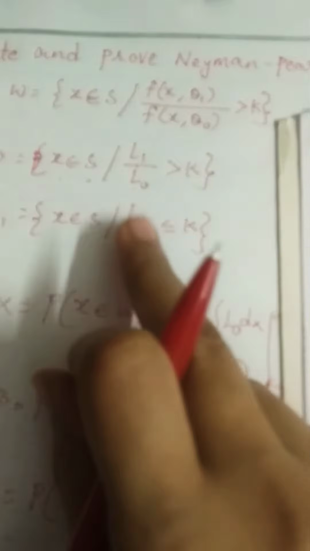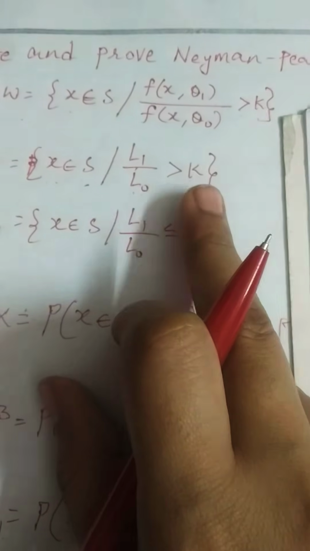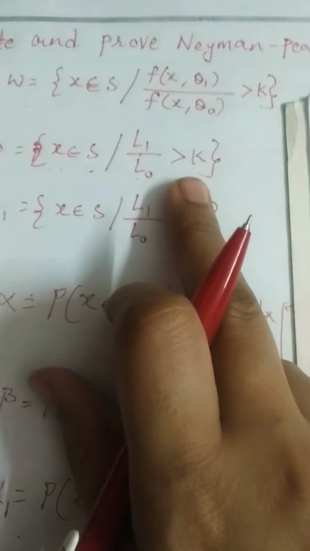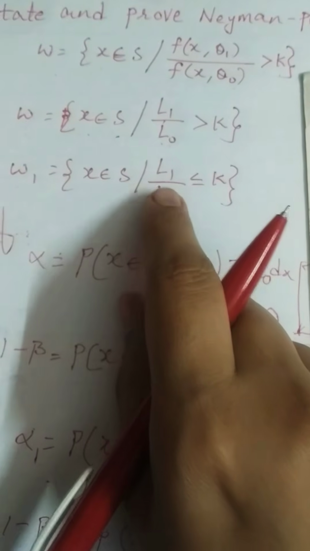Just have a look here. It is L1 by L naught greater than k. Next I will go for L1 by L naught less than or equal to k.